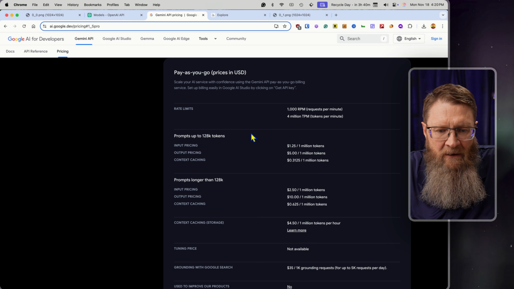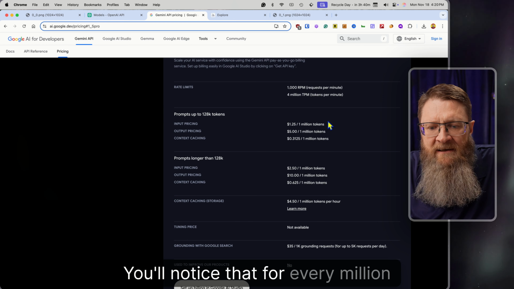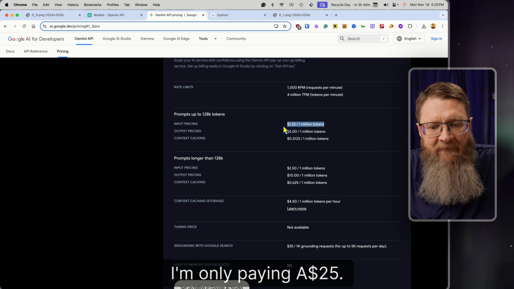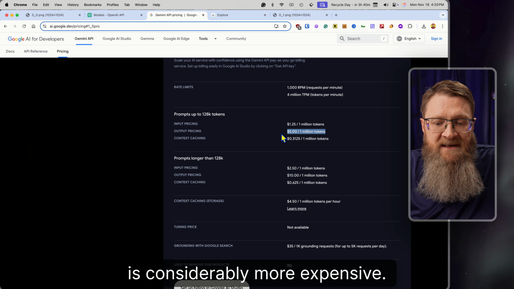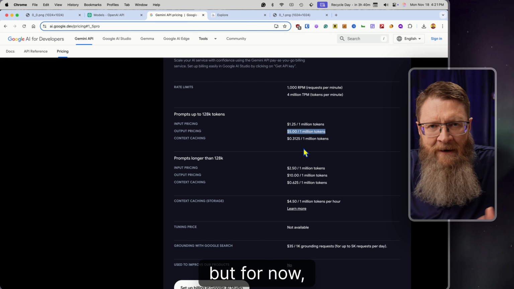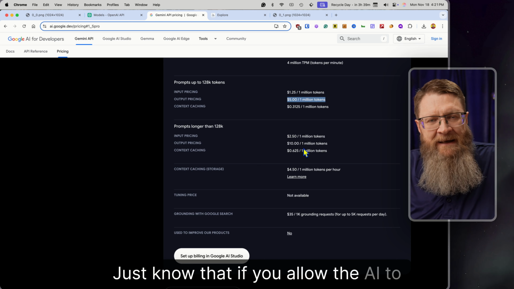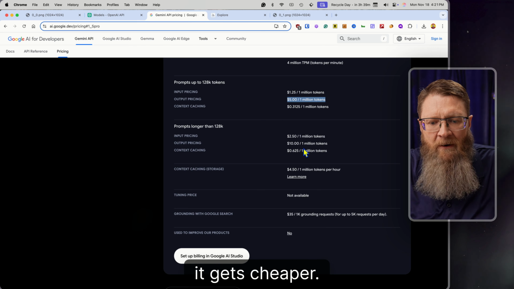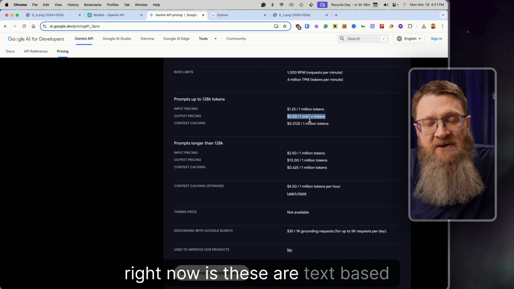Now, in this case here, what model am I looking at? This is the Gemini Pro model. You'll notice that for every million tokens of input I give it, I'm only paying $1.25. Everything that it has to generate for me, though, is considerably more expensive. Now, I'll get into things like context caching later, but for an introductory course, you don't really need to remember it. Just know that if you allow the AI to remember parts of your context window, it gets cheaper.